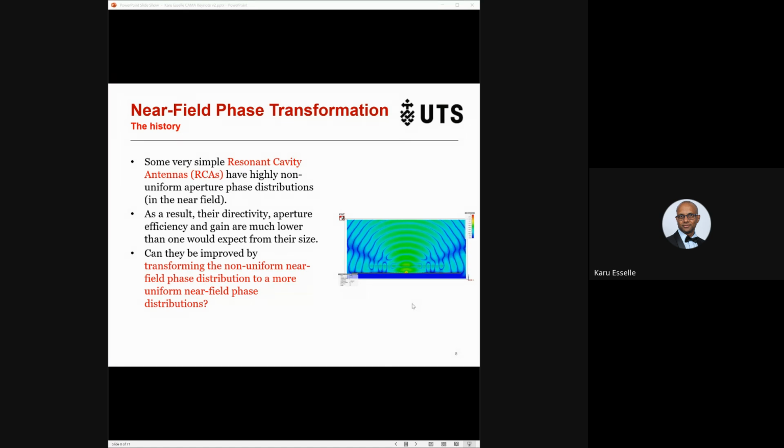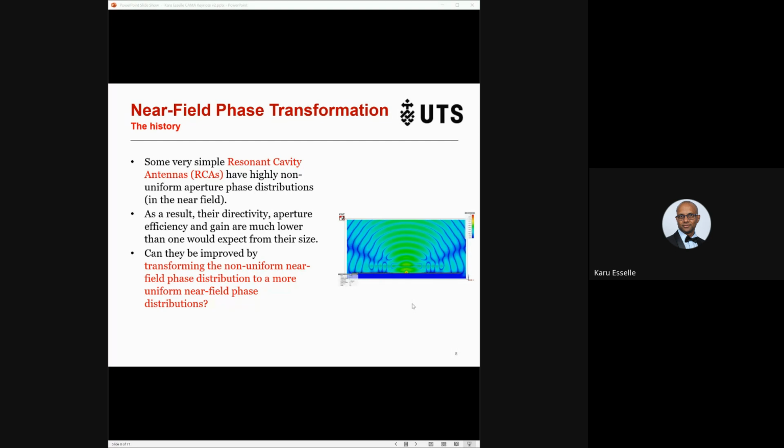We found that the directivity of this kind of antenna is actually not the best. The directivity, and therefore aperture efficiency and gain, are much lower than one would expect from the size, from the area of this kind of antenna. And we were investigating why. What is the reason?